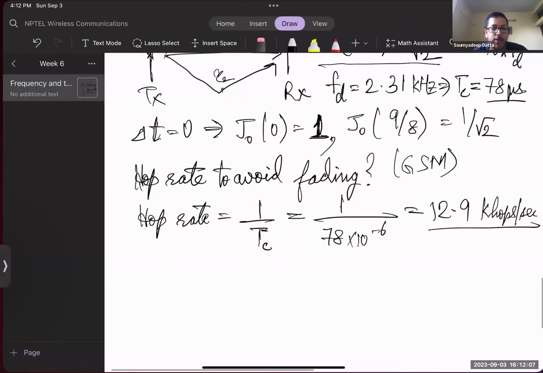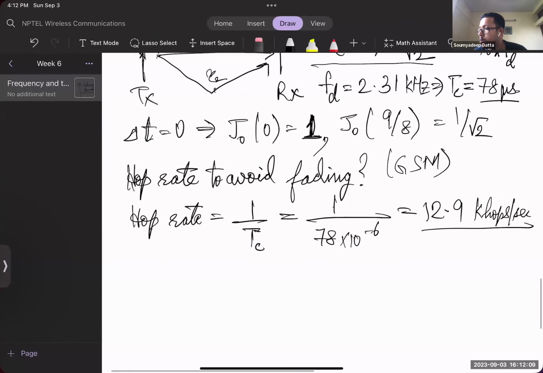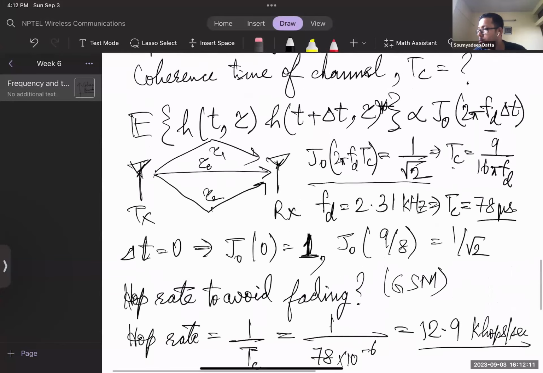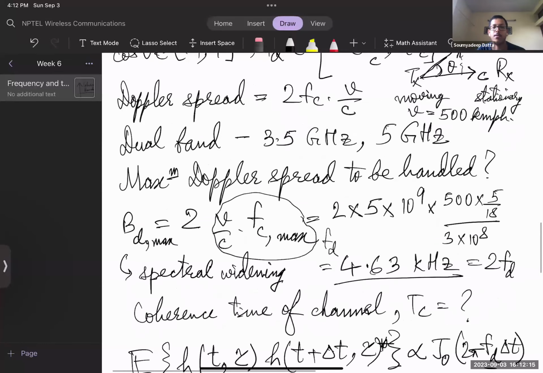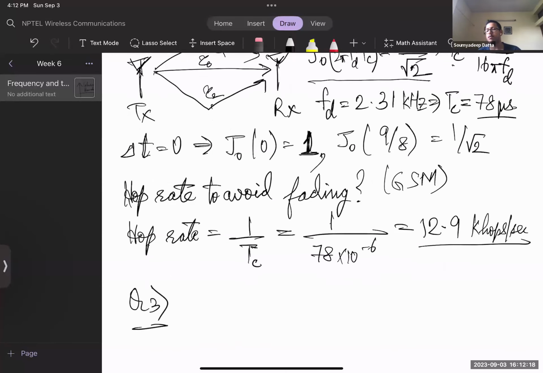You have a vehicle, right? And because of Doppler shifts, we have channel fading. Doppler shift means that the channel will fluctuate. So we can actually calculate the number of fades per second.